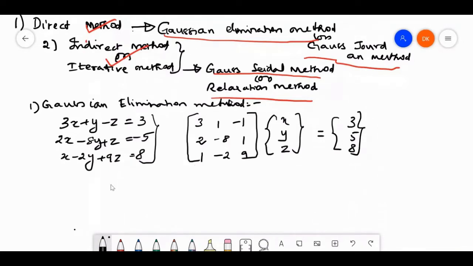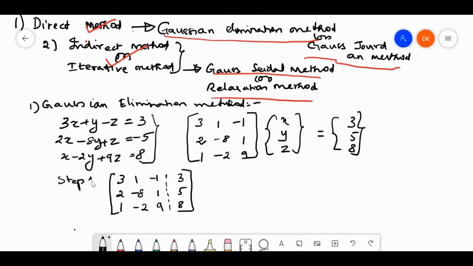Finally, I am modifying this into one matrix form: 3, 1, minus 1, then 2, minus 8, 1, then 1, minus 2, 9. I am putting a vertical dotted line, then 3, 5, 8. I am separating this. So this is step 1. You can write in this form.